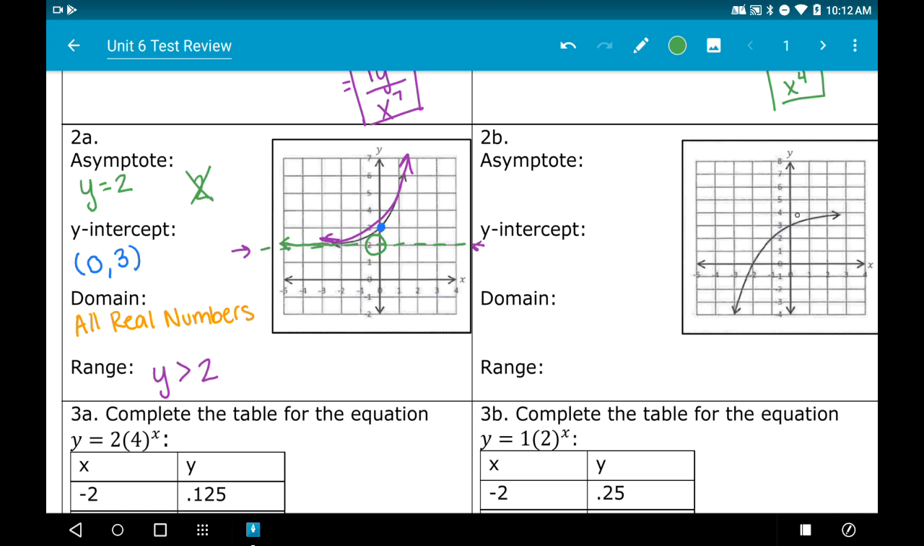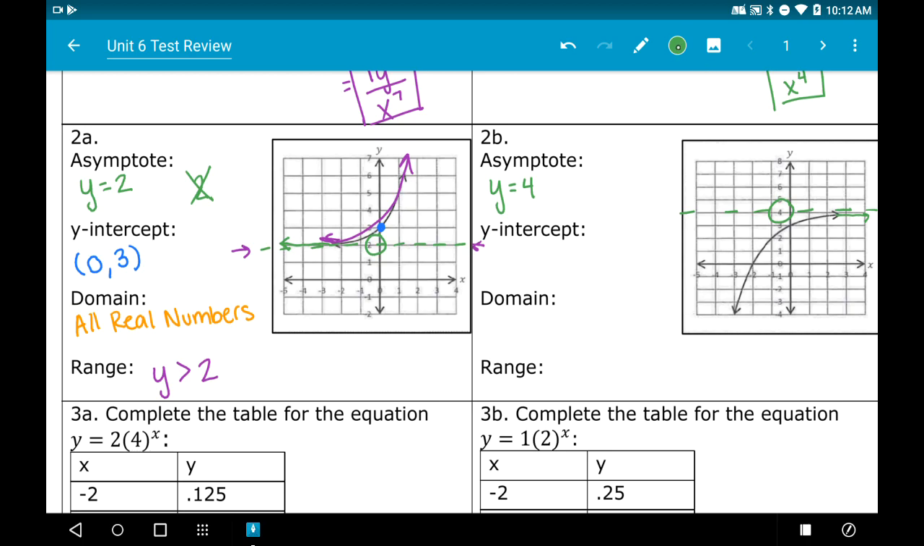Okay, this next one we're going to do the same thing. So our asymptote right here, notice where it levels off horizontally is right there. So our asymptote would be this line that I'm drawing, which is at 4. So we write y equals 4 for our asymptote. Remember, you have to have y equals.